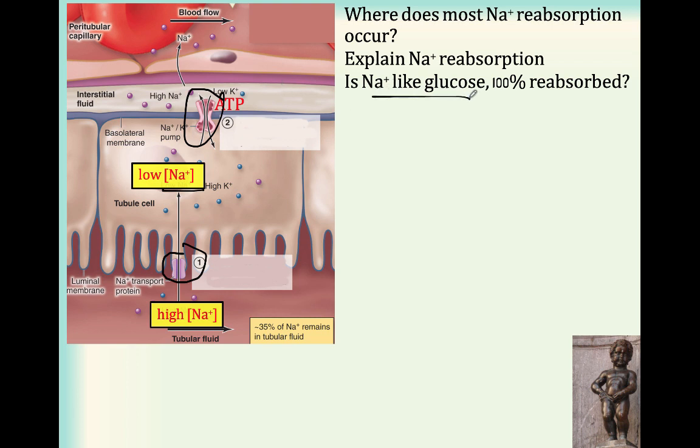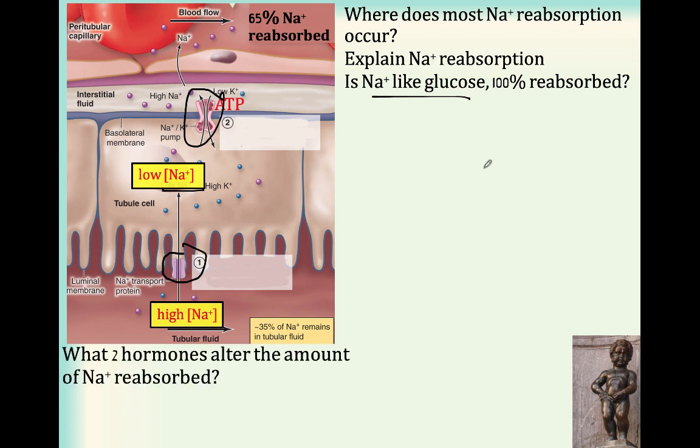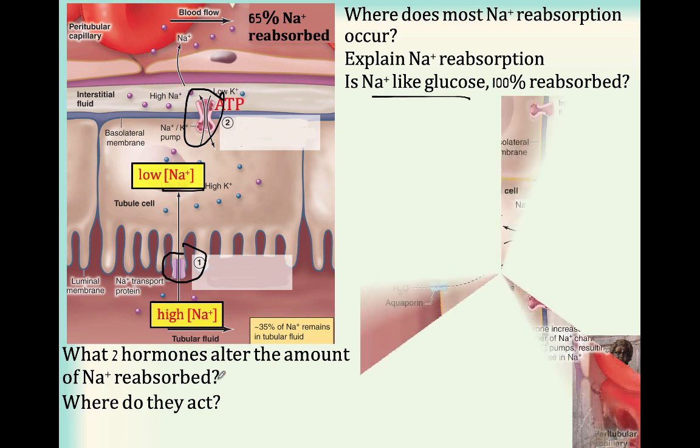Is sodium, like glucose, 100% reabsorbed? The answer is no, it isn't. It's 65% reabsorbed in the proximal convoluted tubule there, but then we can adjust it and reabsorb even more. What two hormones can alter the amount of sodium that is indeed reabsorbed? Well, the biggie that you should have mentioned is the aldosterone.